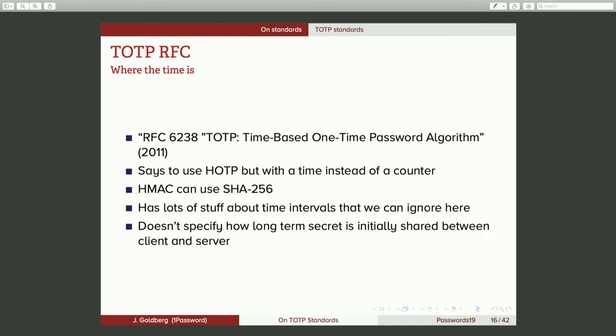Okay, the TOTP RFC is much more recent. It basically says, instead of a counter, you use the current time, you know, since the beginning of the universe, rounded down to 30-second intervals. Mentions other hashes you can use. It has lots and lots of stuff about time that we can ignore. But that is basically the TOTP stuff.